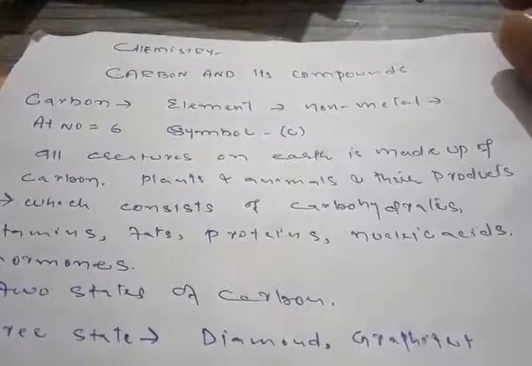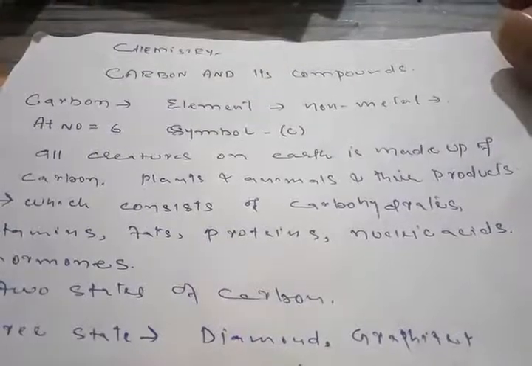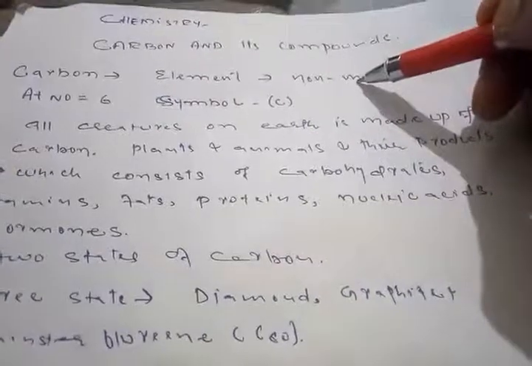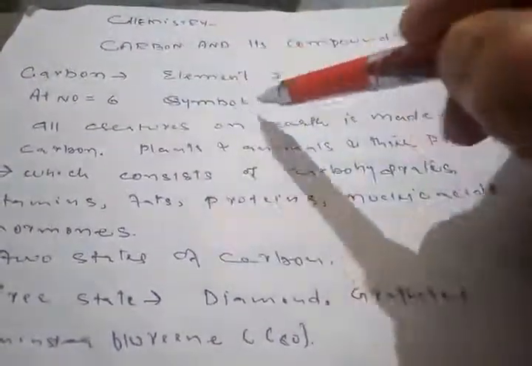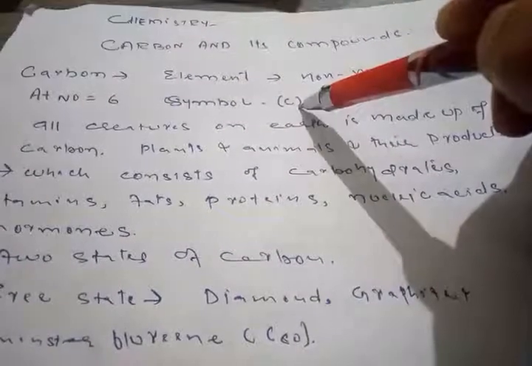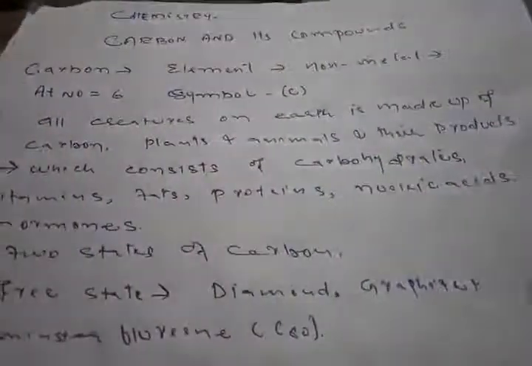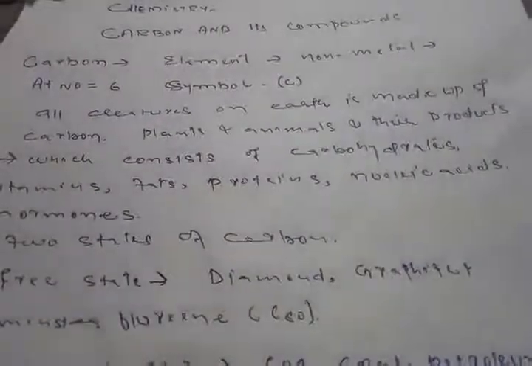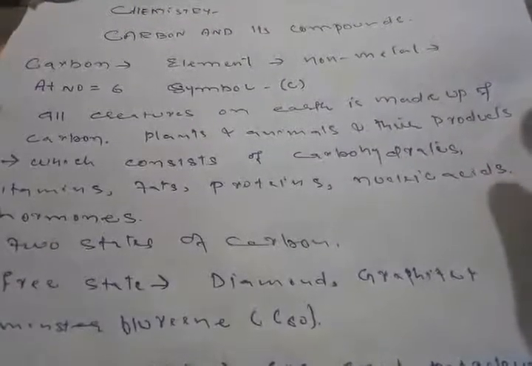Carbon, first I will introduce you. Carbon basically is an element which is non-metal, not a metal, but it is a non-metal, having atomic number 6, symbolically denoted by capital letter C. As you know that all the creatures on our planet Earth are made up of carbon. Our planet consists of plants and animals in general.